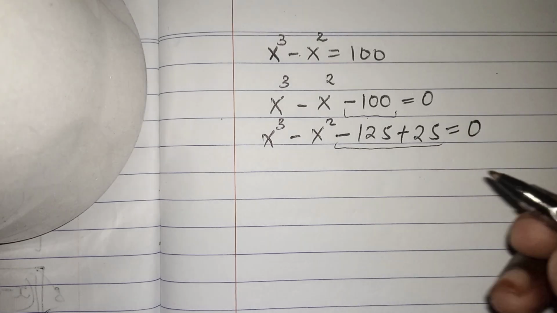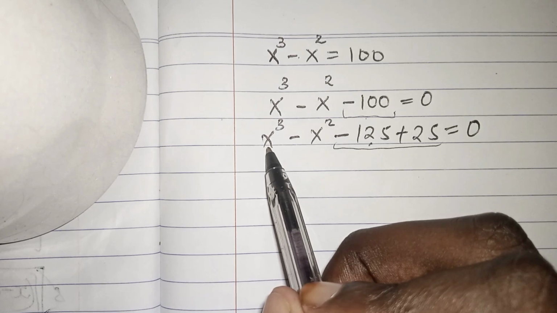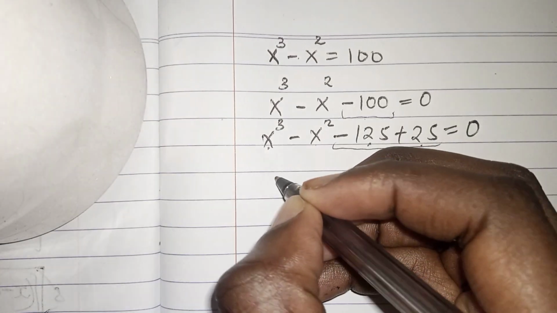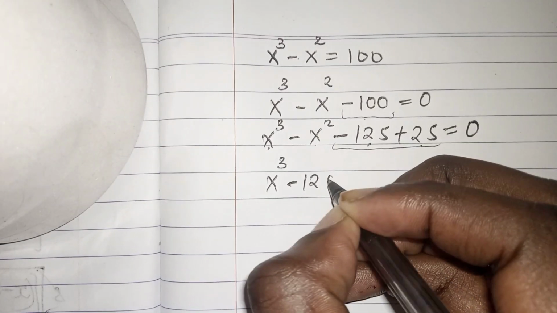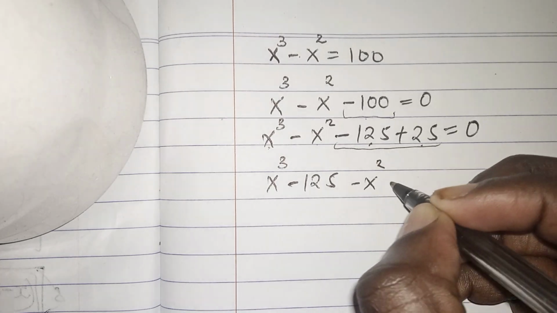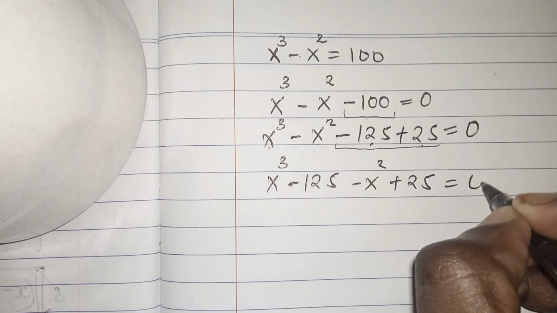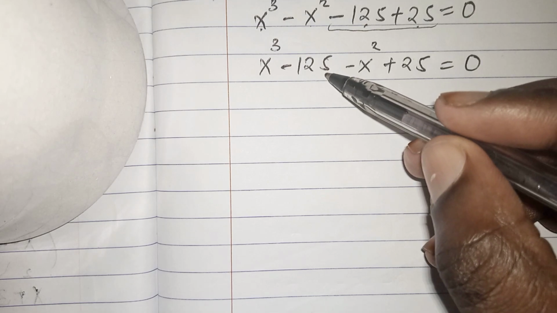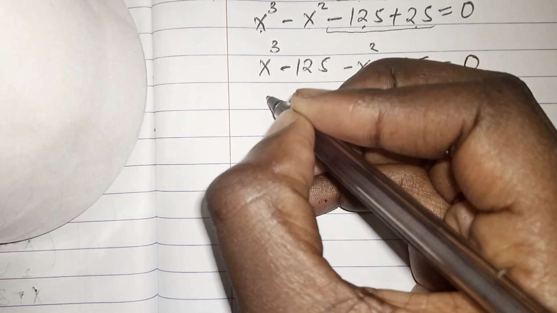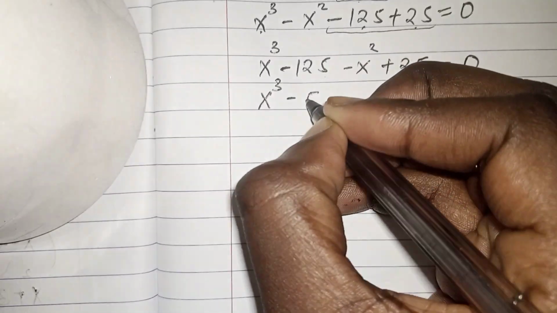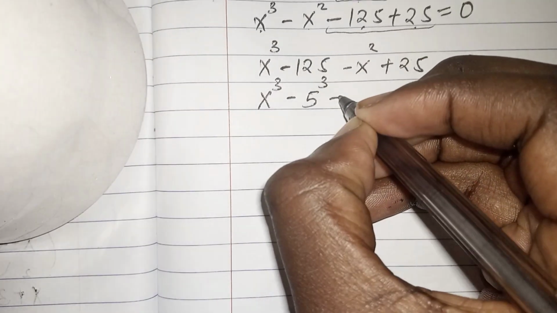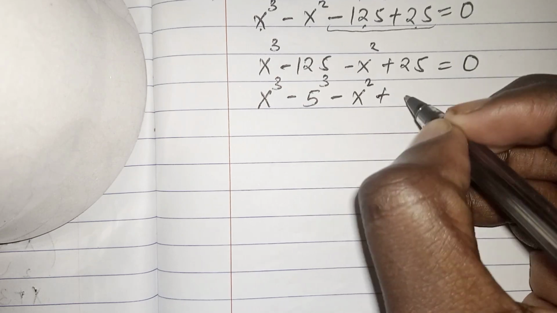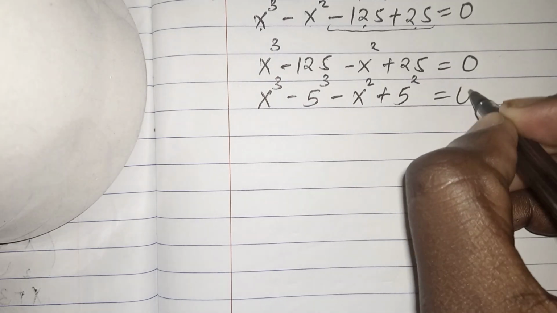Okay, so our next step, we are going to take this and x cubed. We take this and x squared. So this is what I mean. X cubed minus 125 minus x squared plus 25 is equal to 0. Okay, our next step, 125 we can write as 5 cubed. So this is x cubed minus 5 cubed, which is 125, minus x squared. 25 we can write as 5 squared. So plus 5 squared is equal to 0.